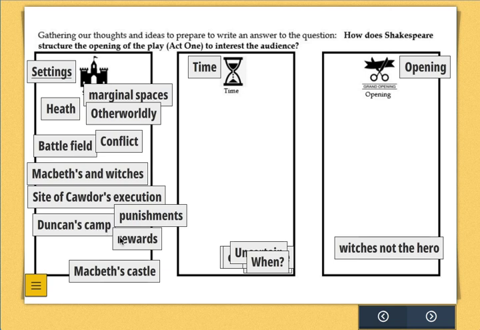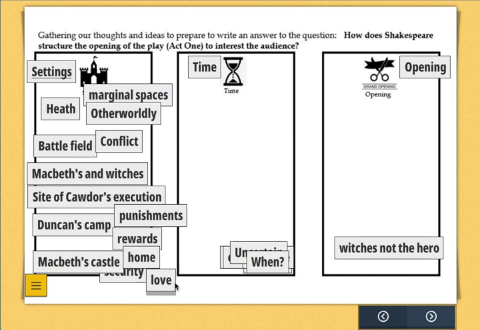Then the next main setting is Macbeth's castle, which we've talked about already a little bit, so you've probably got plenty of ideas. But again, the idea that that's home for him, and if you think about home, it should be a place of safety and security and love. But it's going to become a place of murder, and it'll become a place for Macbeth of insecurity, won't it?